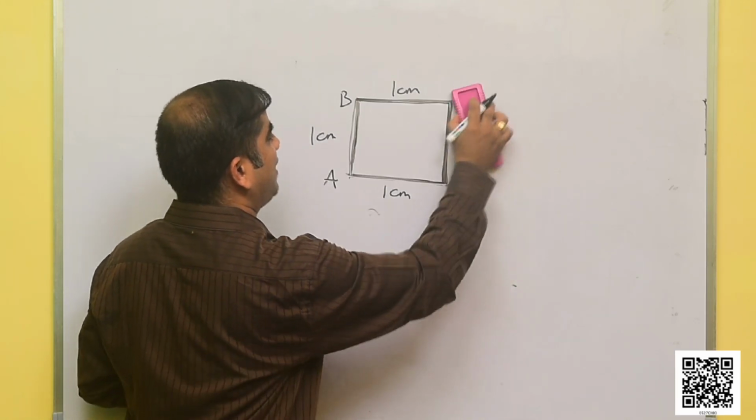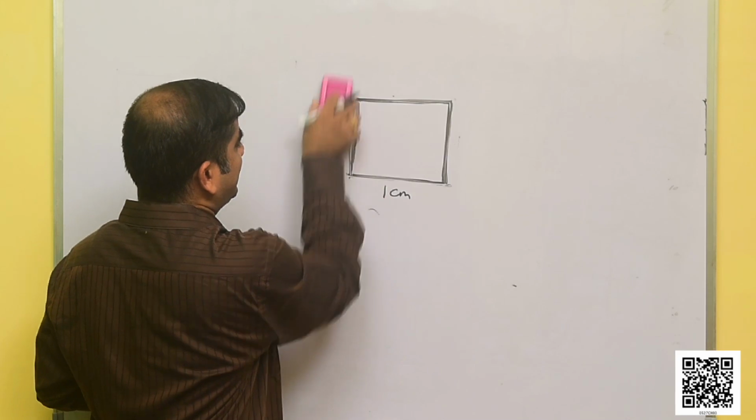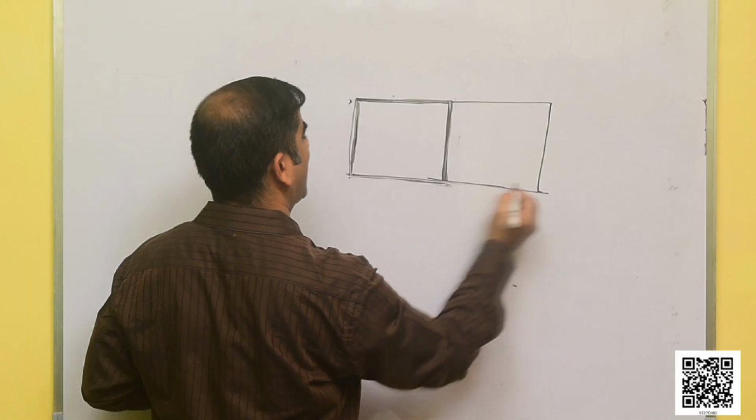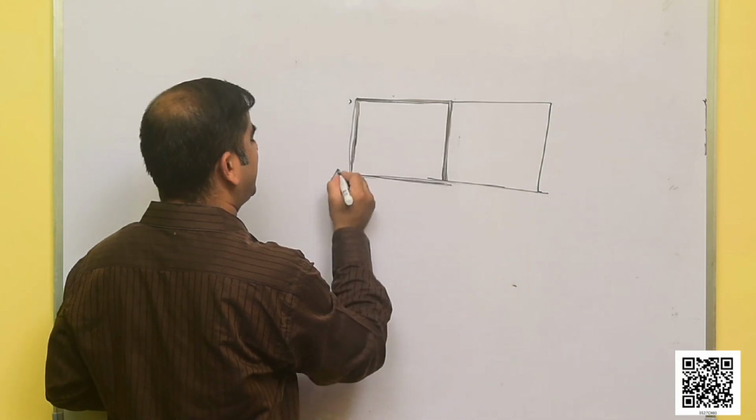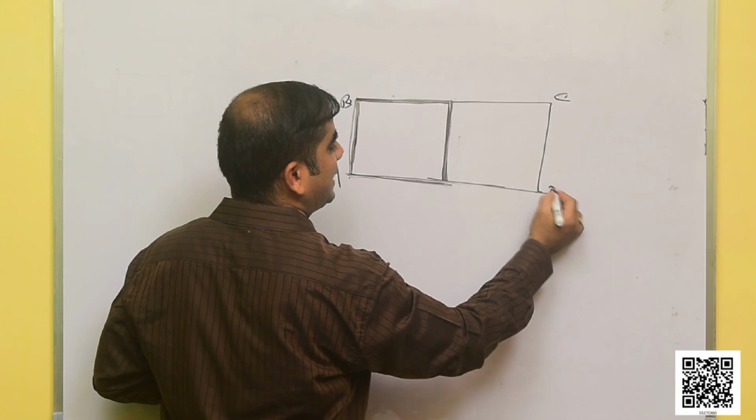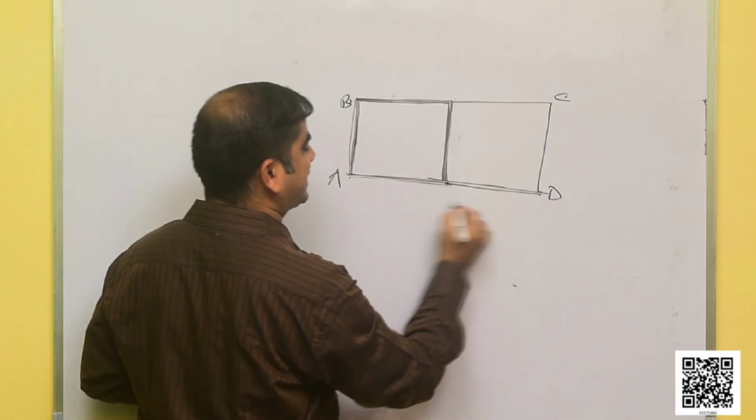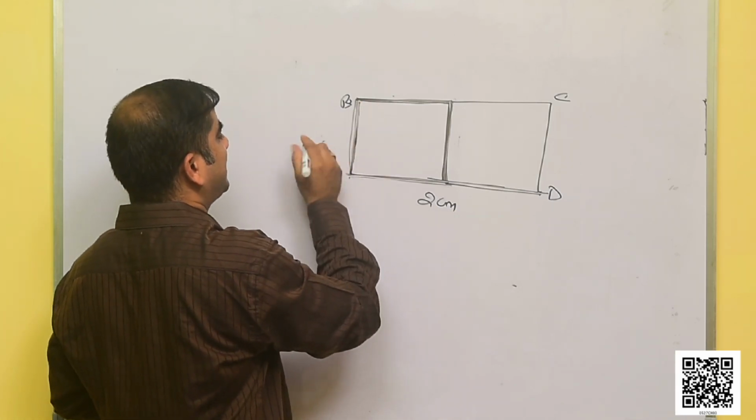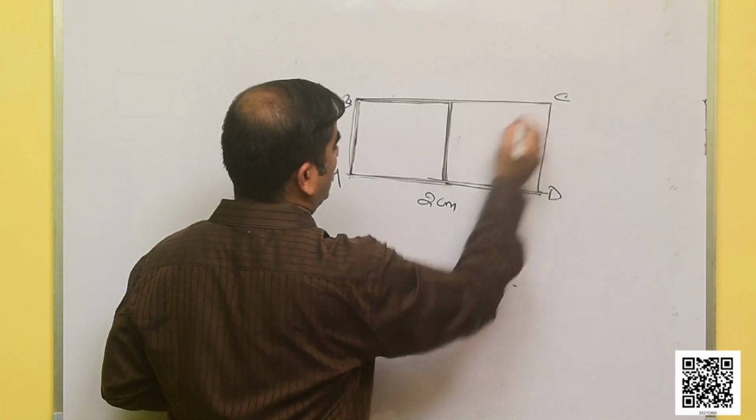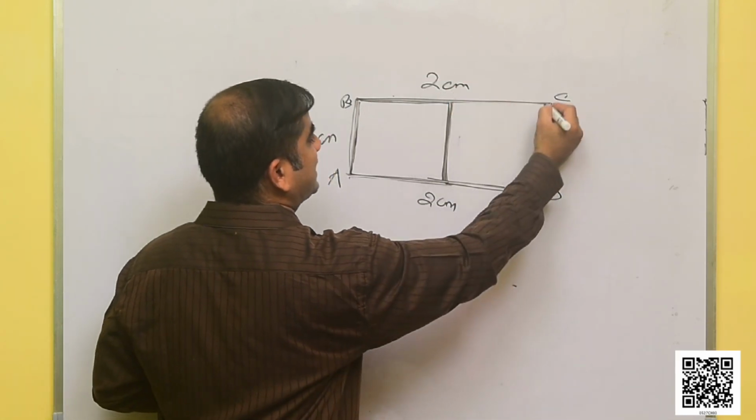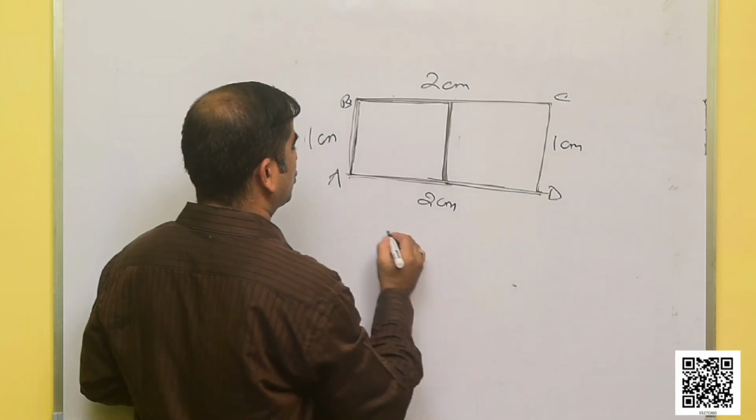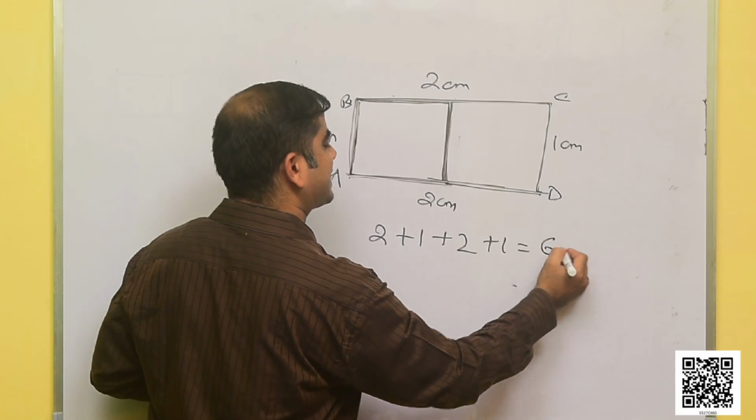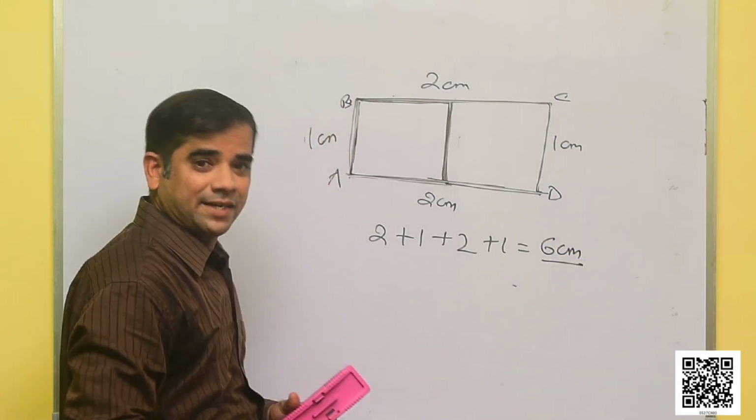In the same way, if I build a rectangle, if I join two same squares of 1 centimeter, so if this is A, B, C, D, so 1 centimeter plus 1 centimeter, the length is 2 centimeter, this is 1 centimeter of breadth, again length is equal to AD, so 2 centimeter, this breadth is equal to 1 centimeter, so 2 plus 1 plus 2 plus 1, I have 6 centimeter as the perimeter.